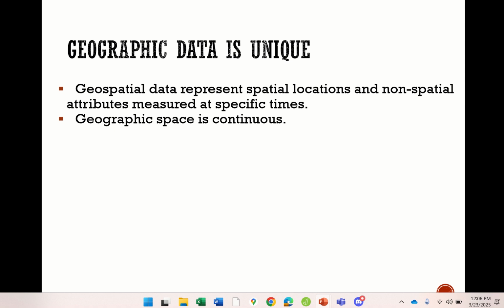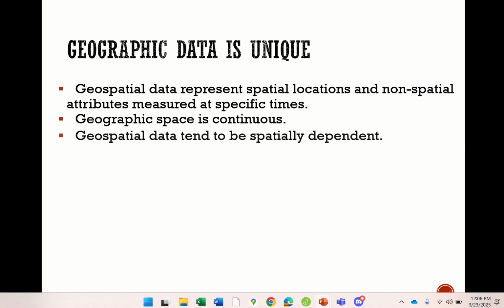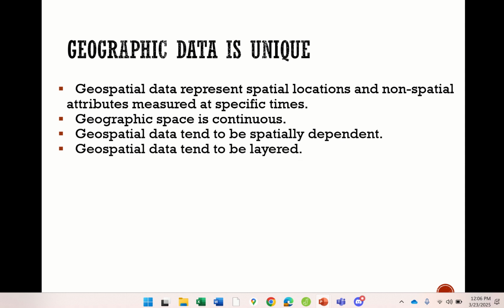But unlike other types of data, geographic space is continuous, and we're trying to describe what a variable is going to be along that continuous space. And of course, we all know by now, right? Geospatial data is spatially dependent. It might be clustered, it might be negative autocorrelation, it might be random in nature. And unlike other types of data, when we're looking at geospatial data, we can look at different variables, which are represented in different layers.